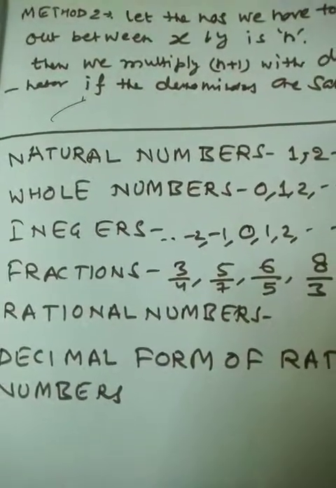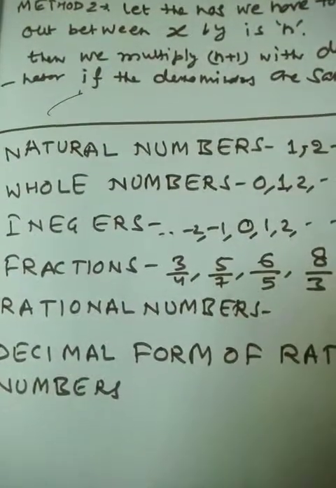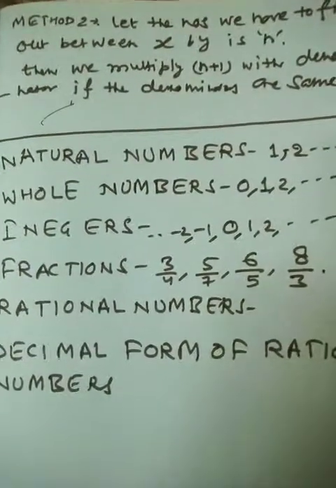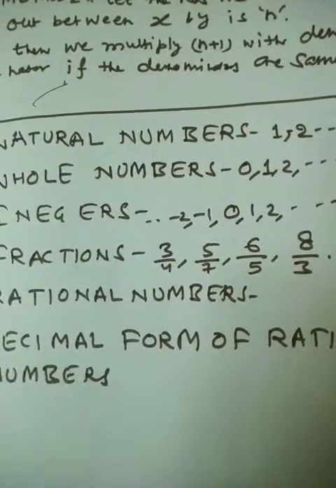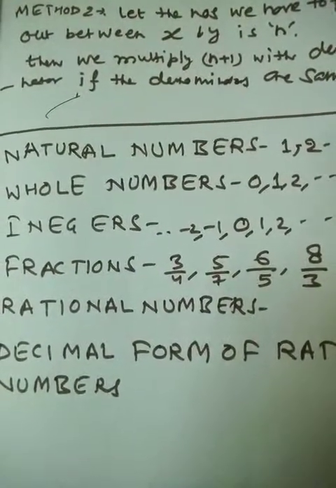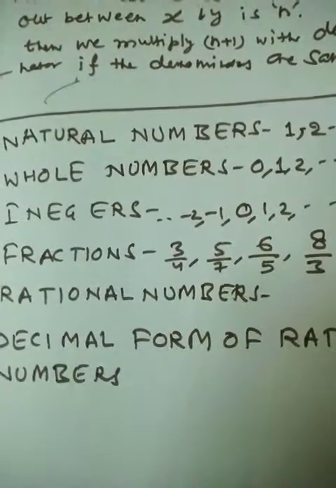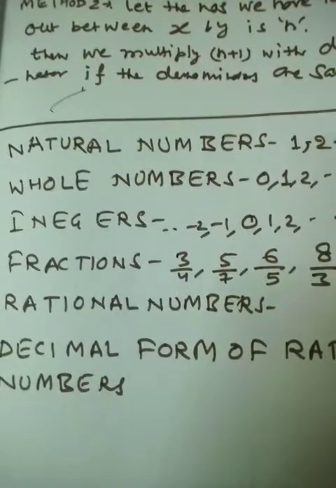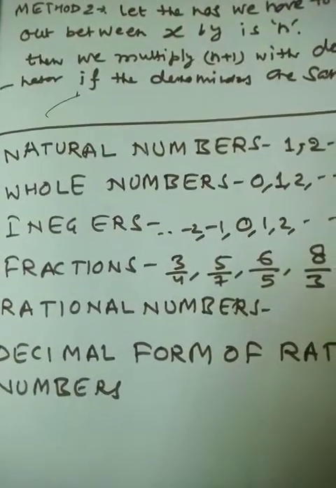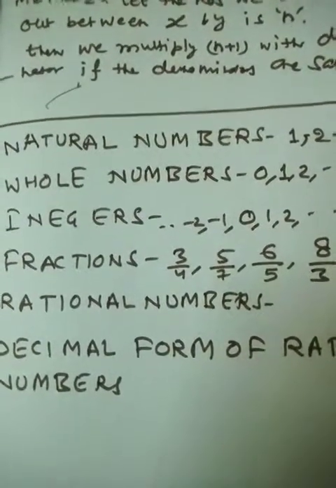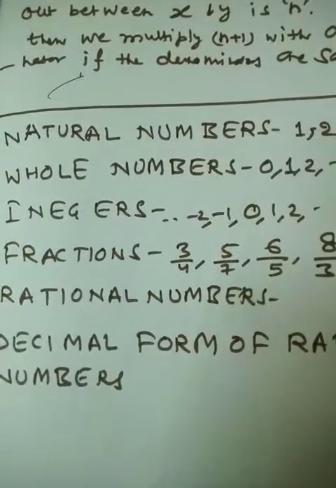Now next is whole numbers. Whole numbers start with 0, then 1, 2, and there is no largest whole number either. The next is integers. Integers means the combination of positive and negative whole numbers along with 0, and there is neither a largest nor a smallest integer.